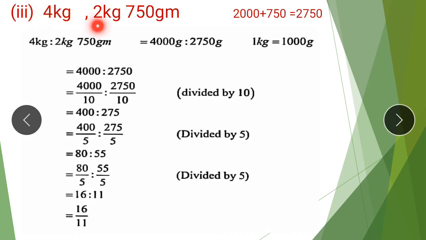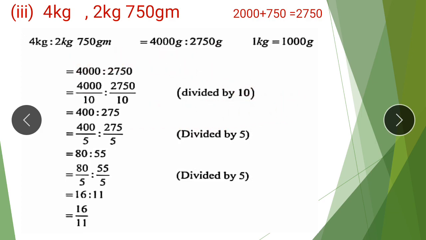Next is 4 kg, 4 kilograms and 2 kilograms 750 grams. As we know that in every kilogram we have 1000 grams, so in 4 kilograms we will have 4000 grams. Moreover, here is also 2 kilograms, so in 2 kilograms we will have 2000 grams plus 750 grams more we have to add, so it will be 2750 grams.